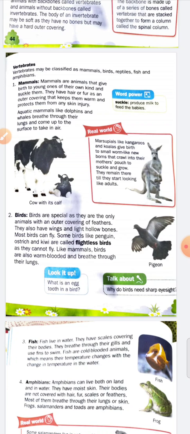And like the mammals, birds are also warm-blooded animals and breathe through their lungs. In the next lecture student, we will also discuss warm-blooded. What are warm-blooded animals? We have discussed this in the previous lecture, in chapter number 3, warm-blooded and flightless birds also.